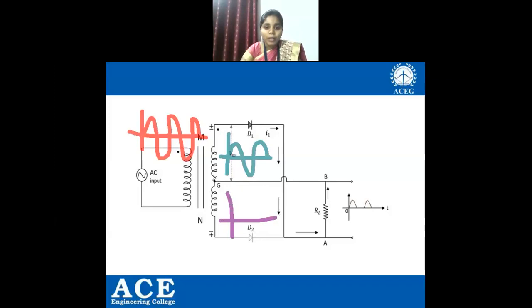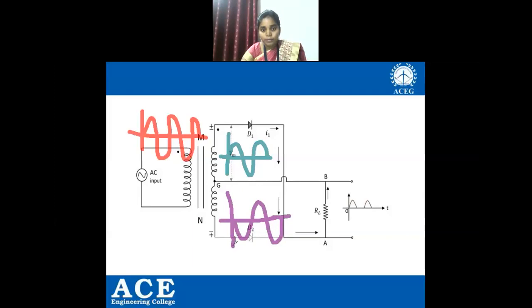By using the center tapping, this is the first wave and this is the second one. You can see here. See, this is what I mentioned. When I do a center tapping, the waveform will be of this kind. Clear?